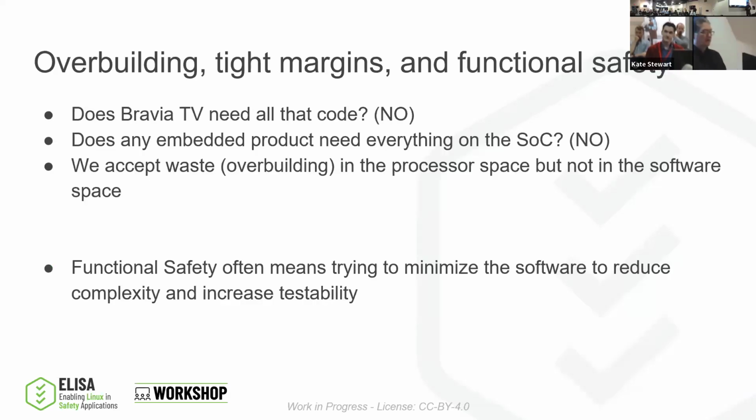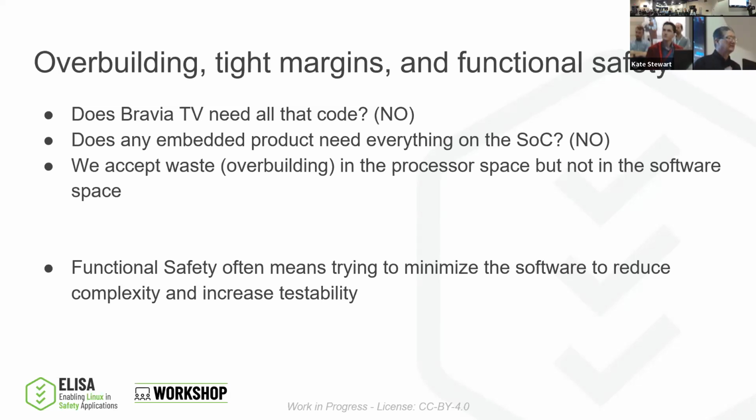And so to some degree, we're overbuilding, right? So does the Bravia TV need all that code? Does it need 56 million lines of code? No. If we were to spend 100 man-years, we could really carve that down and reduce the amount of hardware we needed to support it, or software. Same thing with an embedded product needing an SoC. Do we need everything on the SoC? No, we don't. But we can leverage the benefit of using commodity parts and open source software by not worrying so much about having it so tightly tuned. And just the relationship here is really interesting with functional safety.